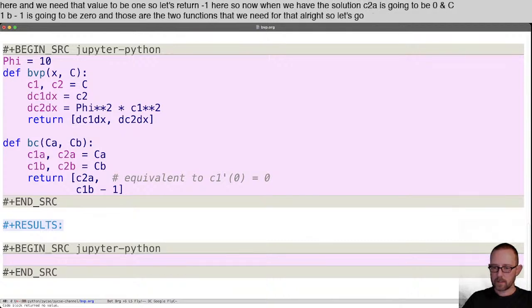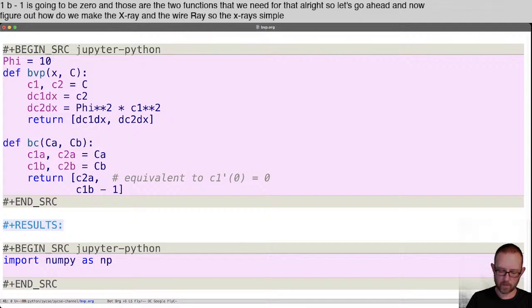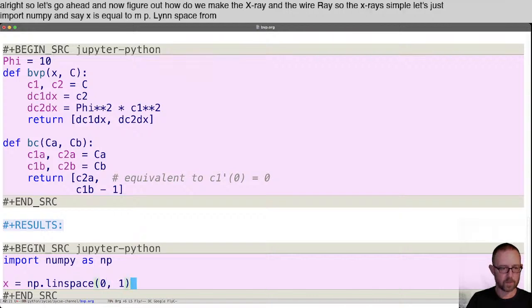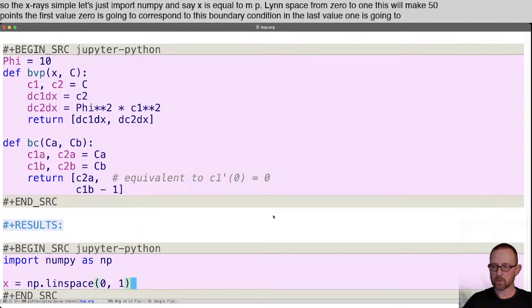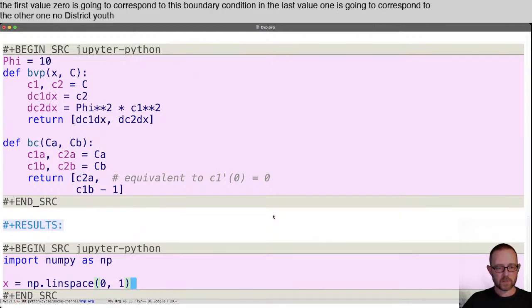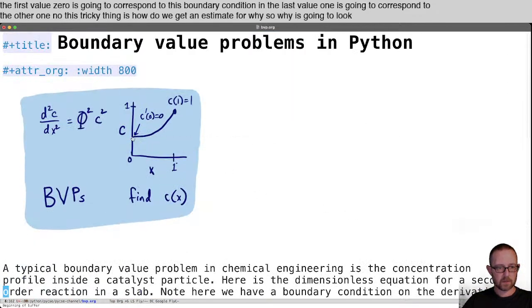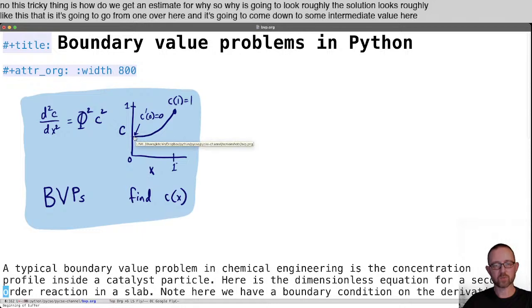Alright, so let's go ahead and now figure out how do we make the X array and the Y array. So the X array is simple. Let's just import numpy and say X is equal to np.linspace from 0 to 1. This will make 50 points. The first value 0 is going to correspond to this boundary condition, and the last value 1 is going to correspond to the other one. Now, the tricky thing is, how do we get an estimate for Y? So Y is going to look roughly, the solution looks roughly like this. That is, it's going to go from 1 over here, and it's going to come down to some intermediate value here, and it has a slope of 0.